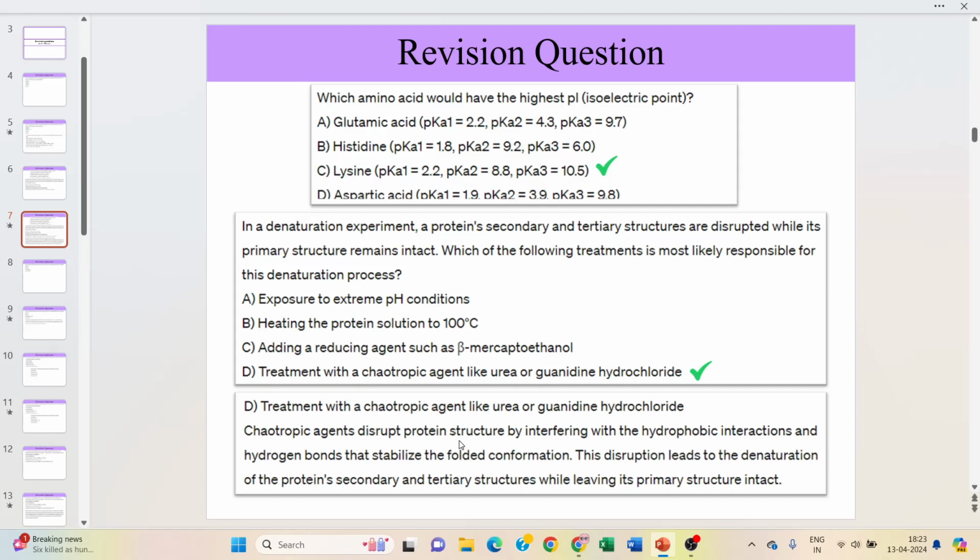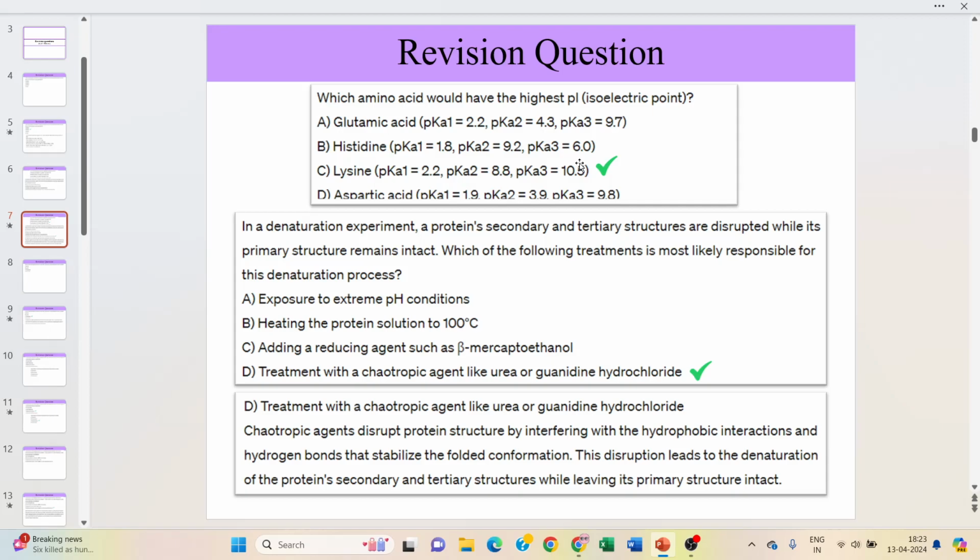So how do you solve this? For the pI question, you need to calculate the pI. This we have done many times. You can get the examples in the previous lectures, and from there you need to calculate the pI for lysine, glutamic acid, histidine and aspartic acid, and you will see that the one for lysine is the highest.